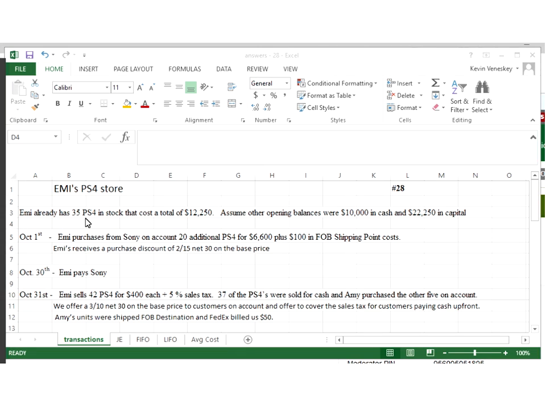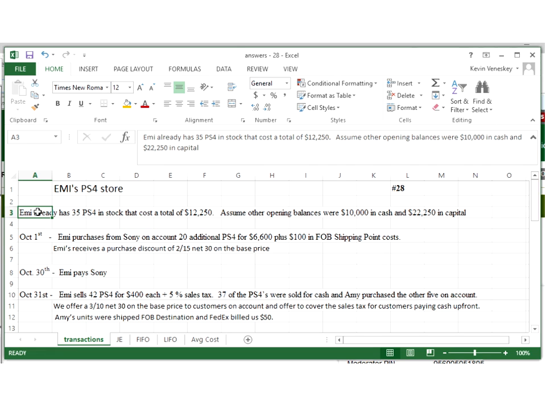2 weeks. So what I'm going to need to do this one is I'm going to need my journal paper, I'm going to need a T account sheet, and then finally I'm going to need an inventory worksheet to keep track of my cost of goods sold.